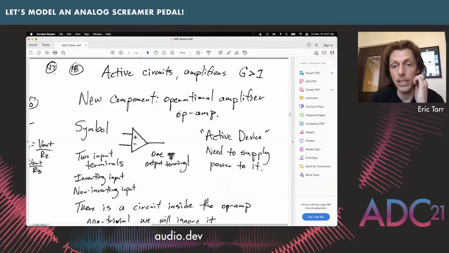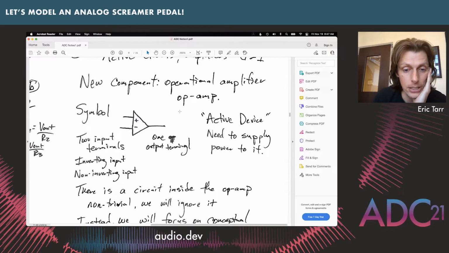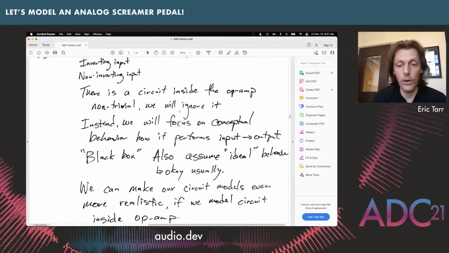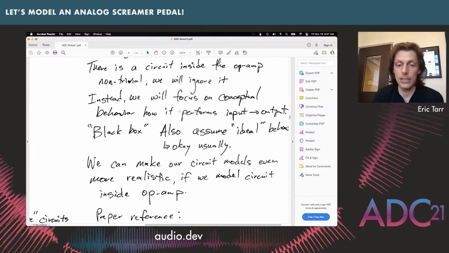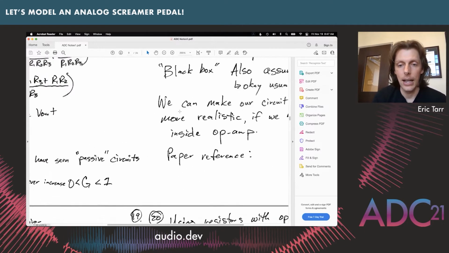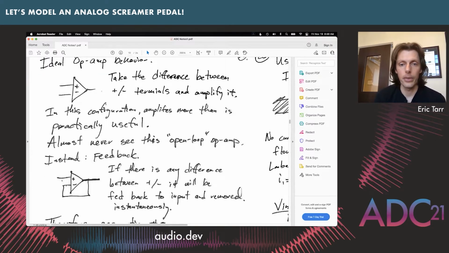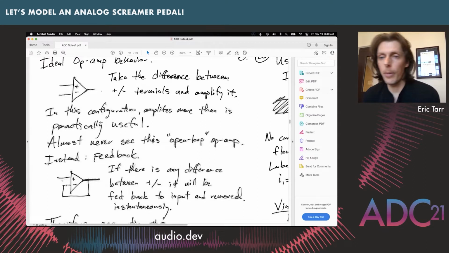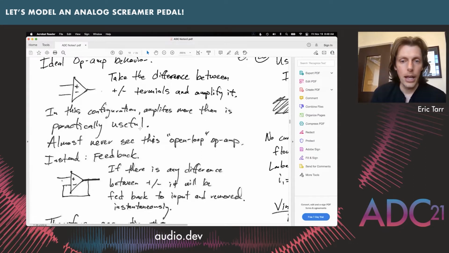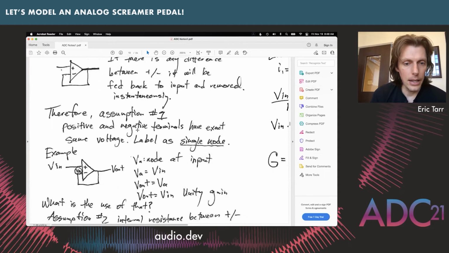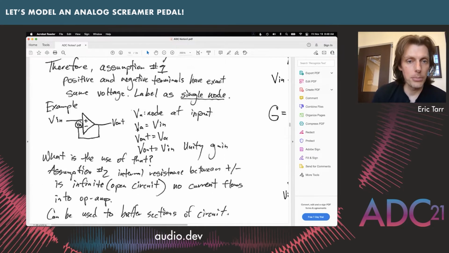Up to this point, we've been talking about passive circuits. Whatever happens inside of our op amp is complicated, so we are going to assume some ideal characteristics of it and be able to apply it then to our circuit as part of our algorithm for modeling it. So a few things to know about op amps, some assumptions on it.